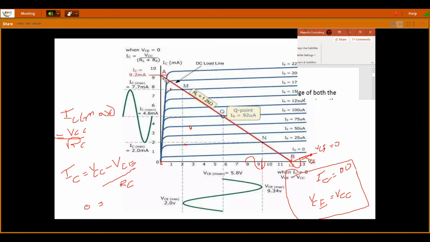Next point, let me take this node A. At this node A, I establish the stable state DC voltages and currents on your transistor. And thereafter, I connect the AC signal. If I connect the AC signal, now the negative cycle of input comes under the linear region, whereas the positive cycle of input comes under your saturation region.